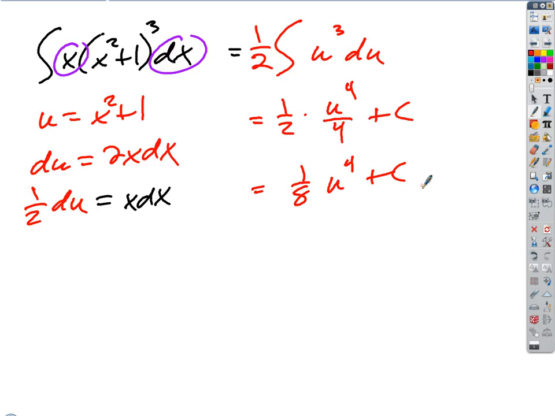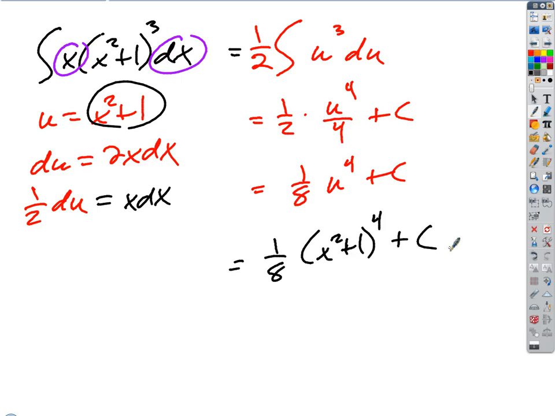What's the last step? Yeah, reverse the substitution. So now we've just got 1/8 times the quantity x squared plus 1 to the 4th plus c. Okay, so it wasn't just a perfect fit. We had to multiply by a constant to get it to work, but we were still able to complete that substitution pretty easily. Okay, try another one.